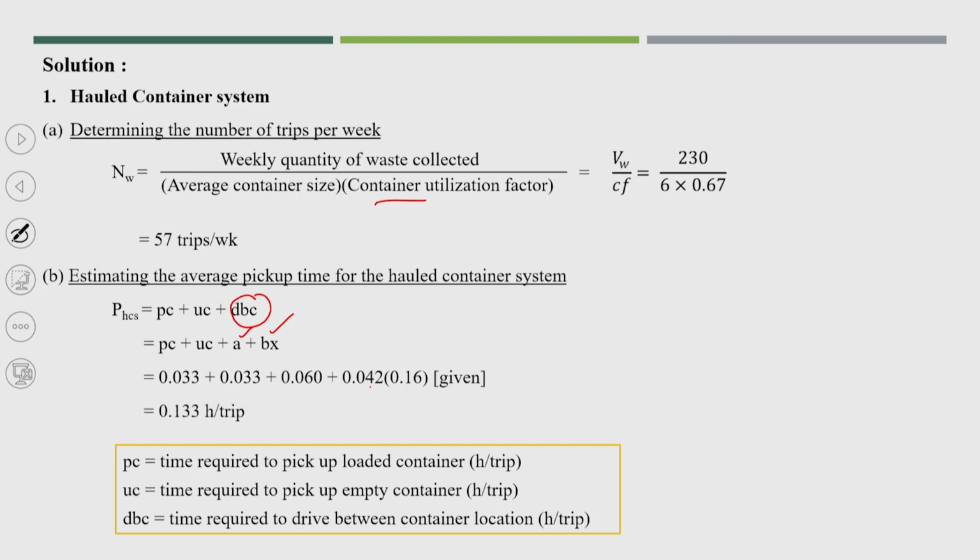So, from that PSCS we can calculate 0.133. Here the unloading time is also given, the PC and UC values are given in the problem. So PC is 0.033 and UC is 0.033, okay, R per trip is given.